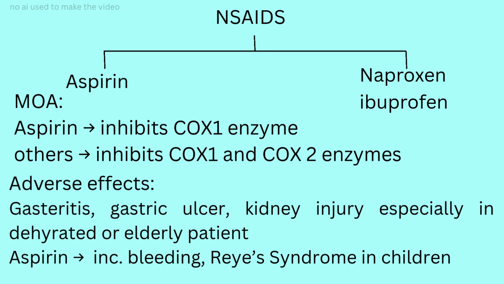The adverse effects of NSAIDs are gastritis and gastric ulcer, as well as kidney injury in case of dehydrated and elderly patients. While aspirin adverse effects are bleeding, and they cause a rare syndrome in kids, and they also cause antiplatelet effects.